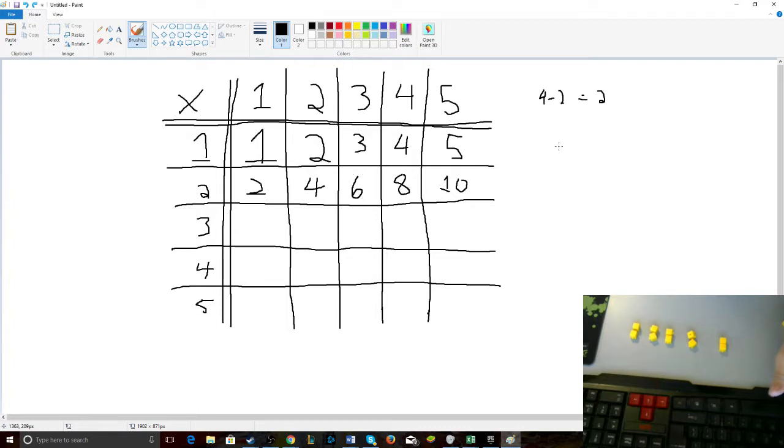So based on this, I'd like you guys to try and find out what 2 times 6 equals. So go ahead and pause the video, and based on these blocks we have here, what do you think 2 times 6 would equal? So pause the video, give it a try, and then unpause.